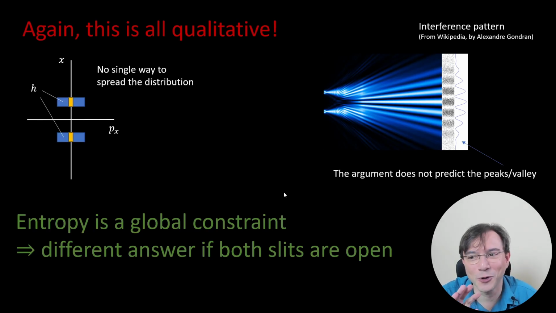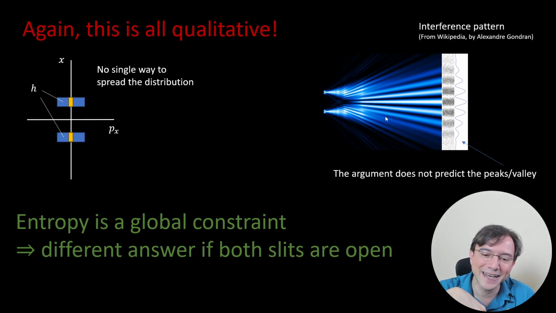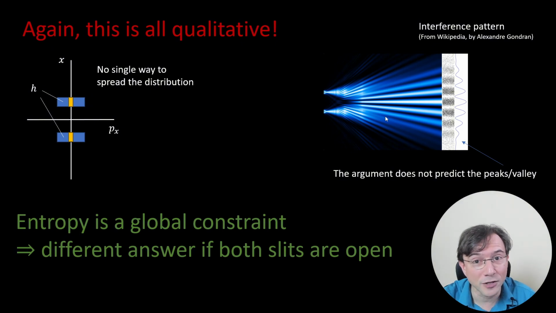And again, this is all qualitative. There is no single wave of the spread of distribution. We are not going to get the interference pattern. But again, this tells us something that I think is still insightful even in quantum mechanics. This entropy constraint, the zero entropy constraint, is a global constraint. It's about the whole distribution, not parts of the distribution. And so you get a different answer if both slits are open or not, because the entropy is a global constraint. And again, this might give you some insight of why we have this quantum effect in a way that is a little bit more intuitive and physically justified.